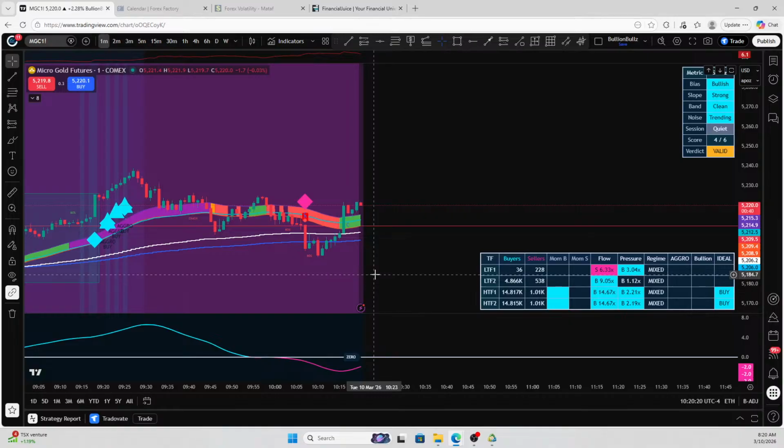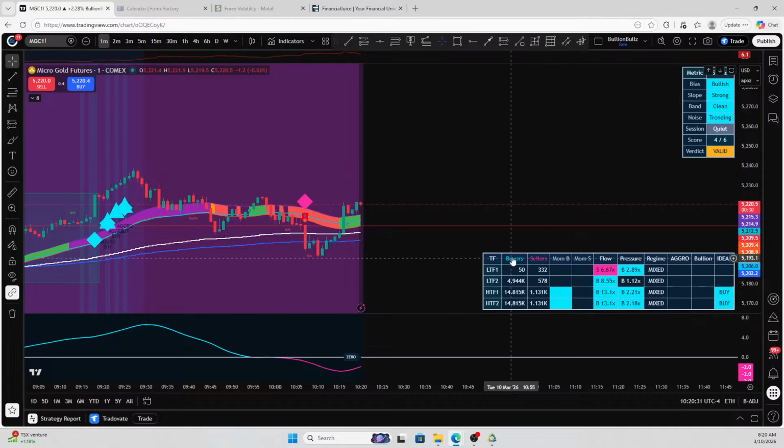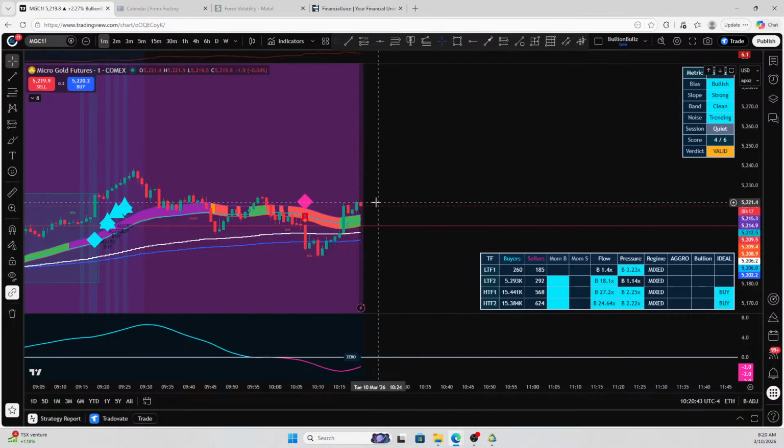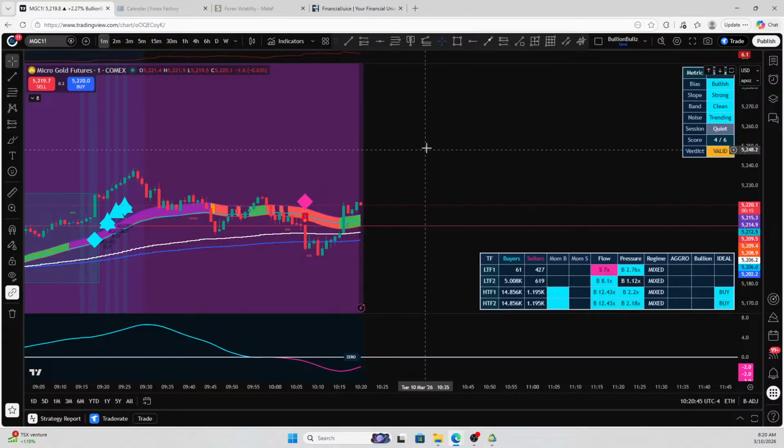So all we want to see right now is price starting to trend to the upside. We do see buyers are starting to dominate in the market compared to sellers, and we do see pressure going above 2. Now what do we want to see? We want to see this potentially starting to increase, and we do want to see a trend established.